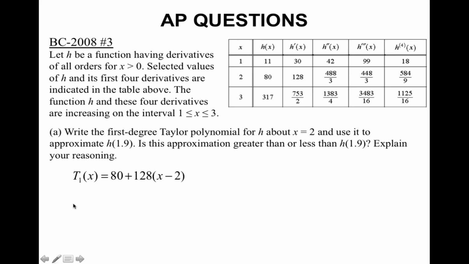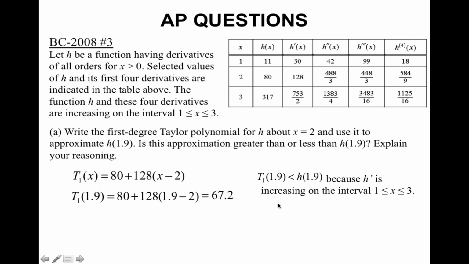So my first degree Taylor polynomial is going to be 80 plus the first derivative times the factor to the first power, x minus 2. Now I'm going to evaluate that at 1.9, which gives me 67.2. Now we have to determine if this 67.2 is greater than or less than the actual value of h at 1.9. Well, 1.9 is pretty close to x equals 2, where we know the actual function h is 80. And since h is increasing on this interval, we can say that the approximation from the Taylor polynomial is less than the actual value of h at 1.9, because h prime is increasing on the interval from 1 to 3.